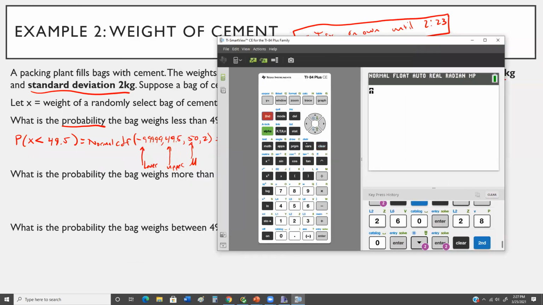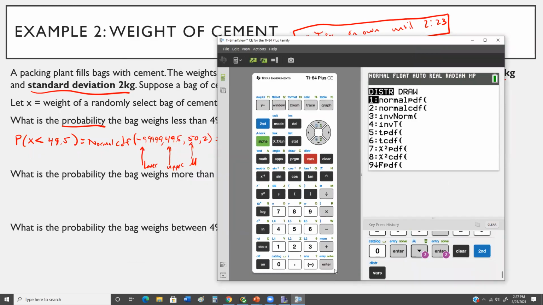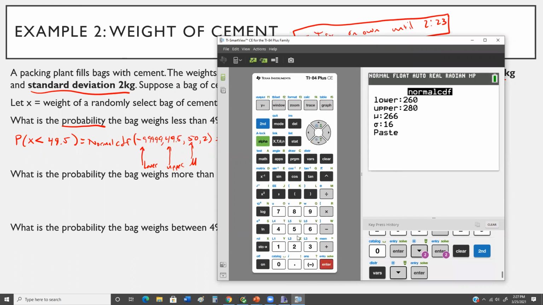So look, you're going to go second function distribution. You go down to number 2 if you have a TI-84, and the lower is negative 99999. The upper here is 49.5. Here the mean is 50. And the standard deviation is 2. So after the upper and lower, it's always whatever the mean and standard deviation is. And that will always be given in these problems.